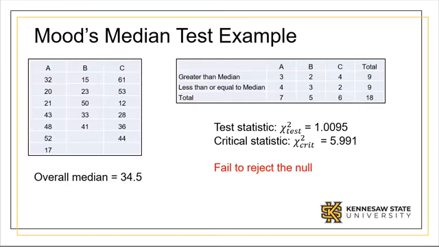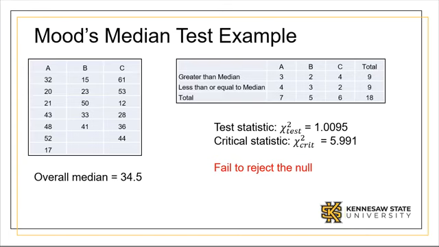Let's consider this example. We are given data for three groups. Assume alpha is 0.05. The first step in this process is to find the overall median of the data. Tally the number of values of each group that are greater than the overall median and the number of values that are less than or equal to the overall median. These totals are found in the table in the upper right.